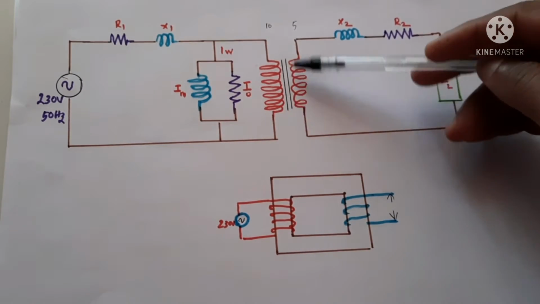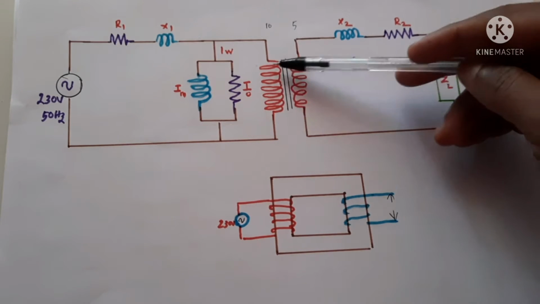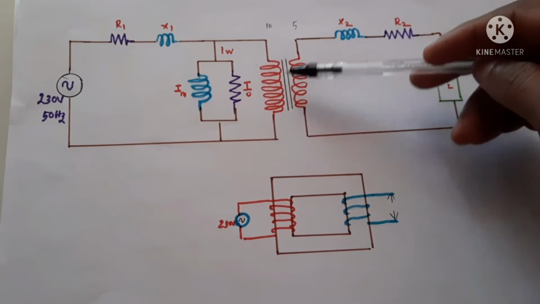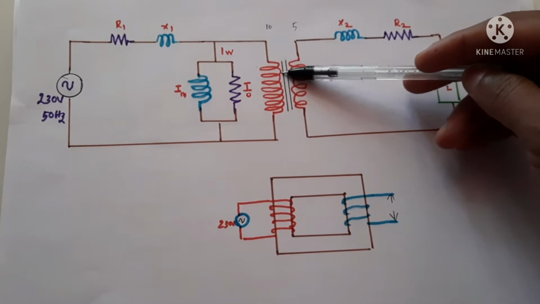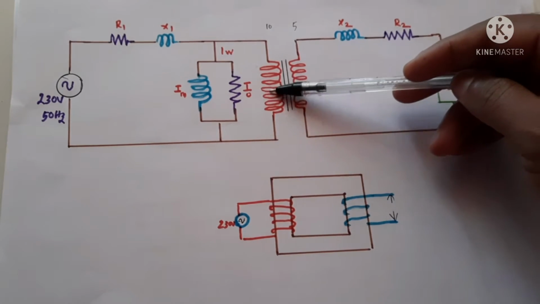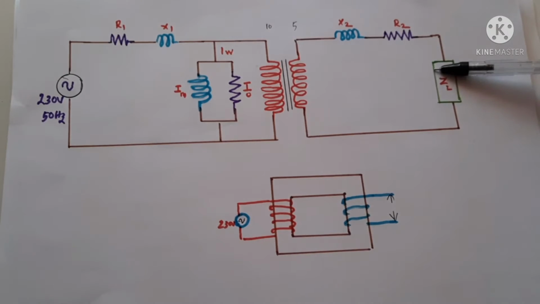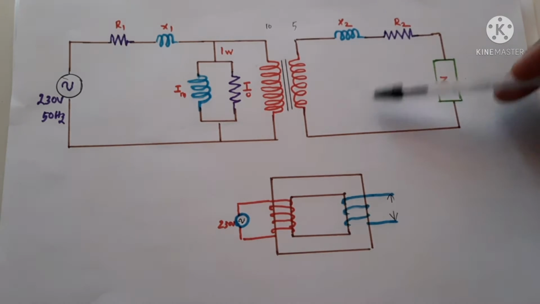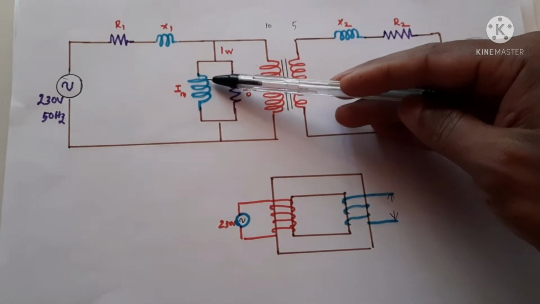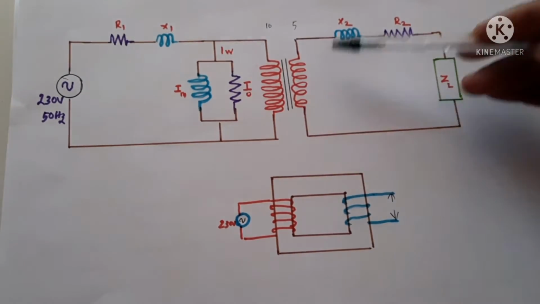If current is flowing through the circuit, a magnetic field is created around this coil, and this coil is connected to the core of the transformer. Due to this magnetic field, a magnetic flux is created inside the core, and this flux, when linked with the coil, produces the EMF in the primary and the secondary also. So even if no load is connected, in order to get an EMF at the secondary, some current is required. That current is called magnetization current.